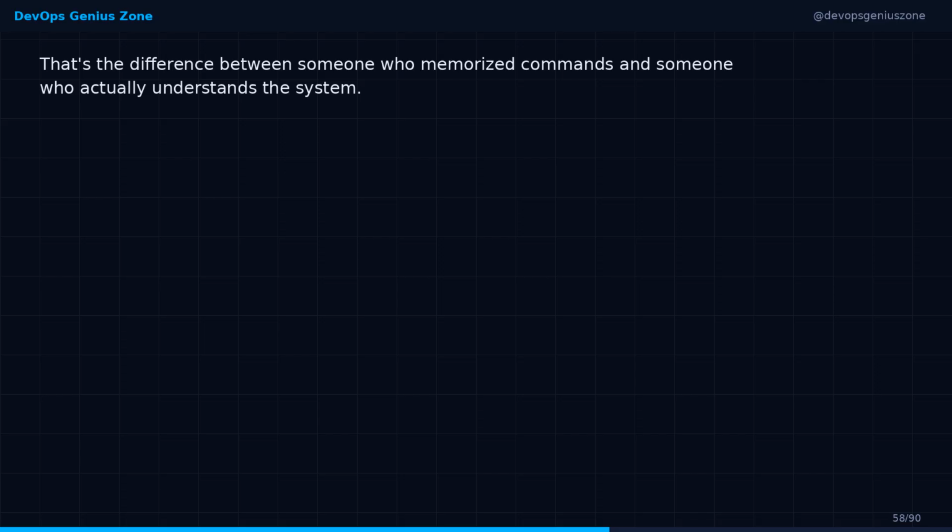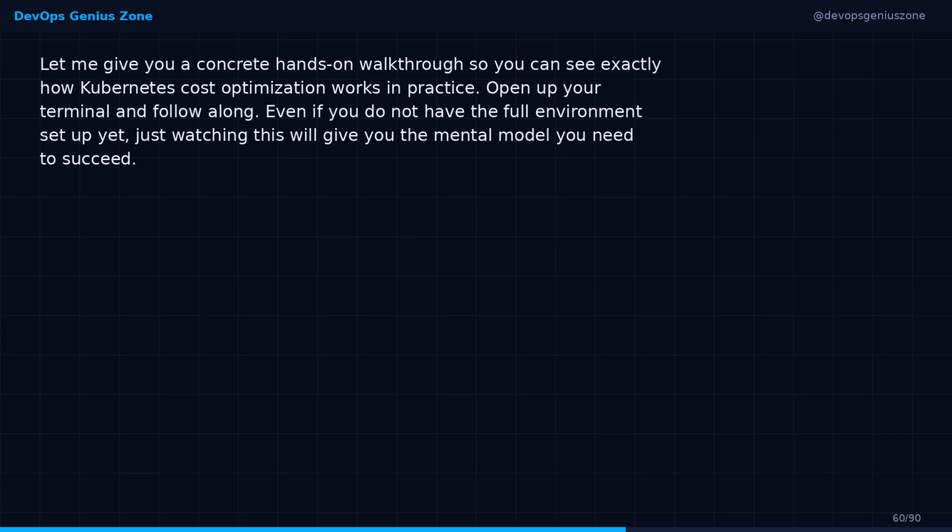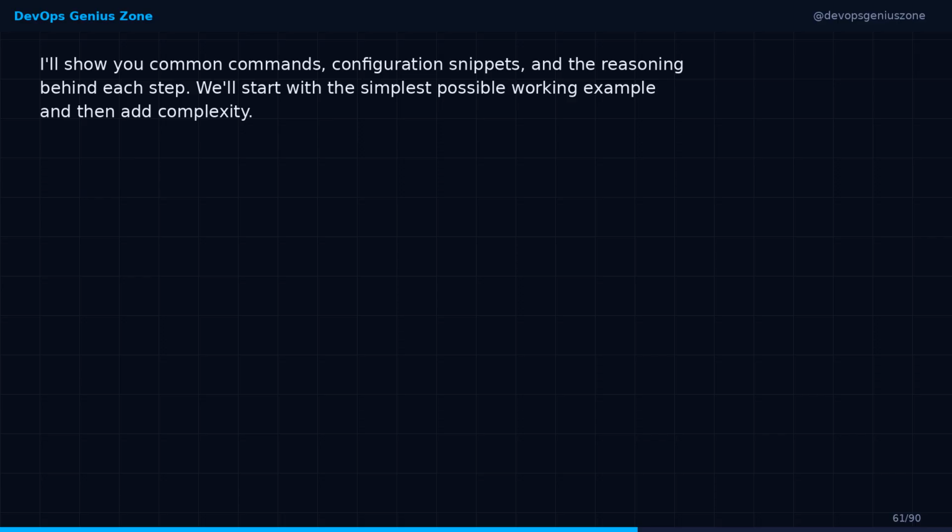Let me give you a concrete hands-on walkthrough so you can see exactly how Kubernetes cost optimization works in practice. Open up your terminal and follow along. Even if you do not have the full environment set up yet, just watching this will give you the mental model you need to succeed. I'll show you common commands, configuration snippets, and the reasoning behind each step. We'll start with the simplest possible working example and then add complexity.